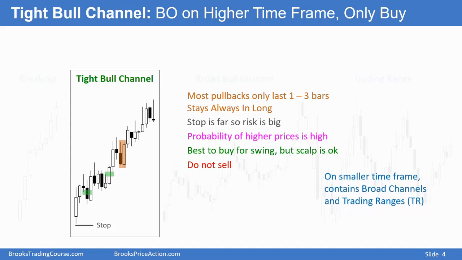On a smaller time frame chart, this tight bull channel contains maybe a broad bull channel trading range, and on a small enough time frame chart, it contains some bear trends. On a higher time frame chart, it's simply a breakout, a series of consecutive bull bars, and you don't even see the pullbacks and you do not see the bear bars.